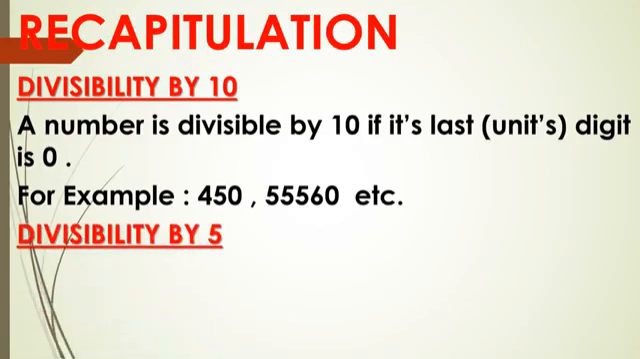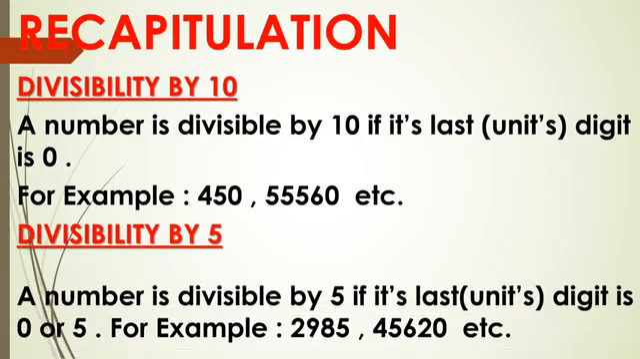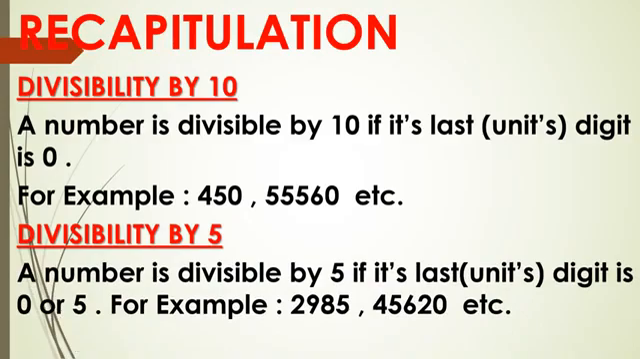Divisibility by 5. A number is divisible by 5 if its last, that is ones place digit, is either 5 or 0. Now if the ones place digit is 0 or 5, then the number is divisible by 5. For example, 2,985, 45,620. In one example, our ones place digit is 5 and in another it is 0. So both these numbers are divisible by 5.